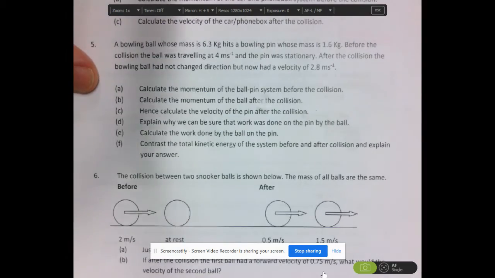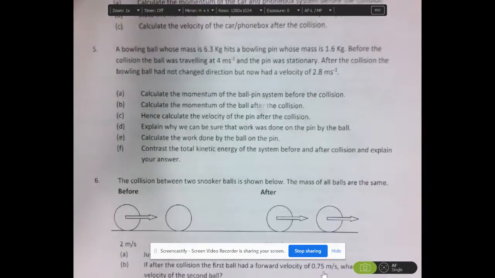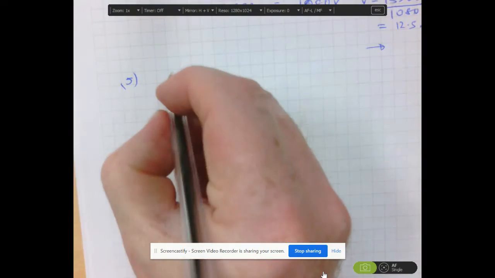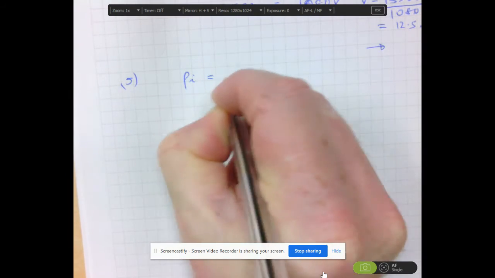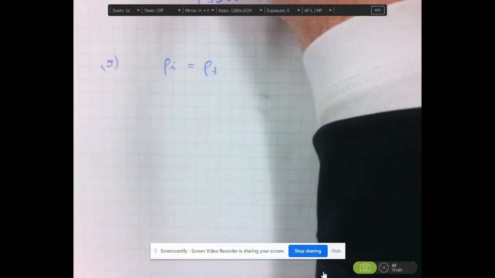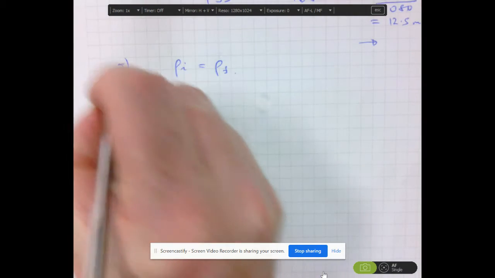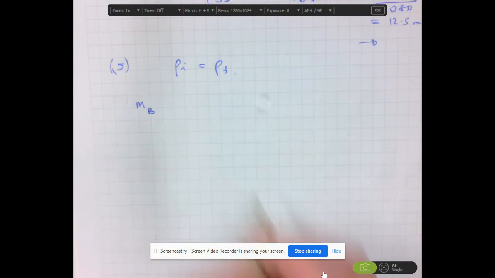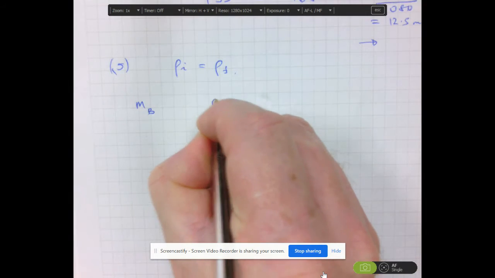So let's work out how to do that using a formula. So the momentum initial must equal momentum final. We know that. That's the conservation of momentum law. So the two masses is the mass of the bowling ball, and I'll just put as B, and the mass of the pin.